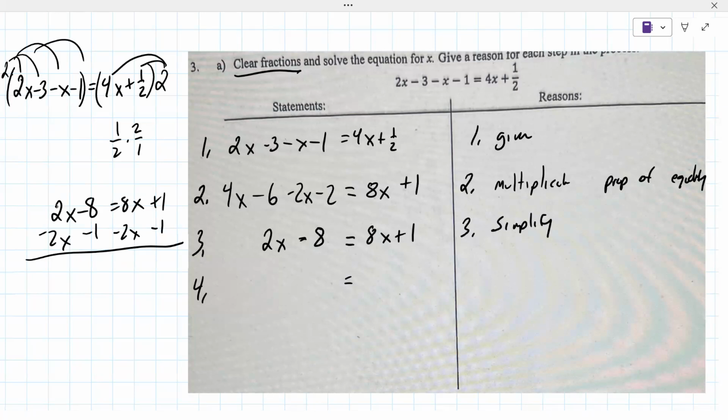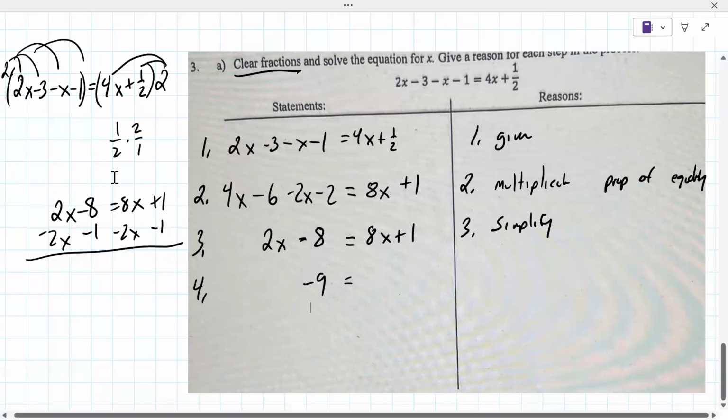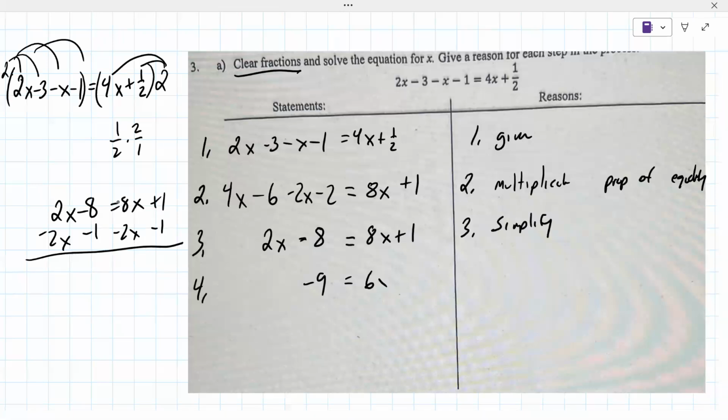Negative nine equals minus six x. Try again. Yeah, you didn't combine them correctly. It's 8x minus 2x. You can see that over here. Oh, positive six. My fault.